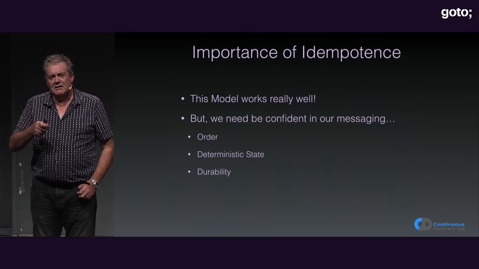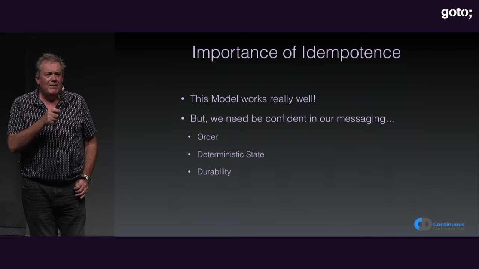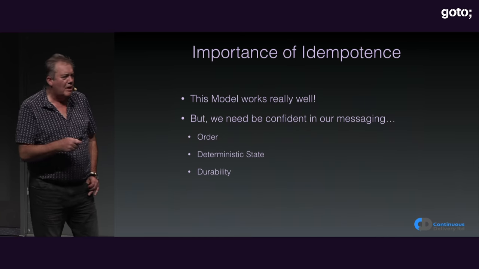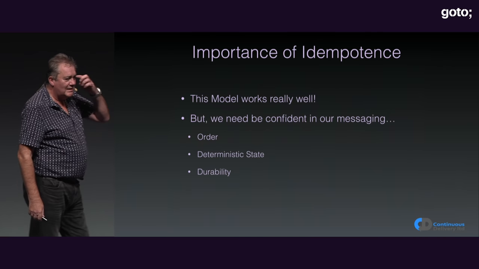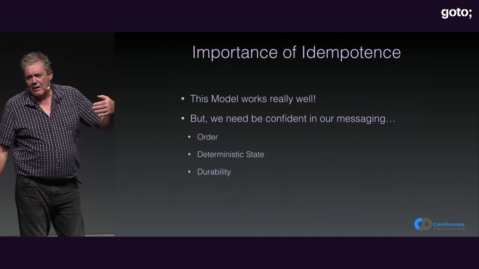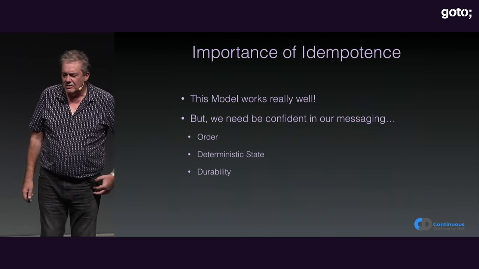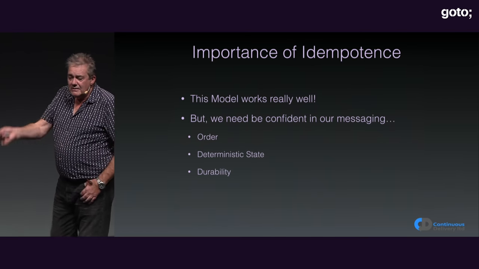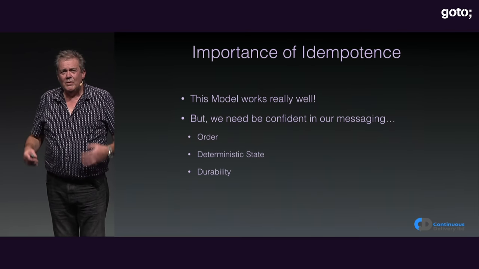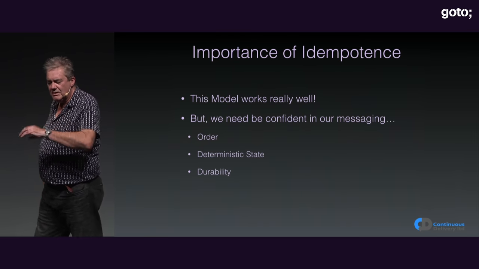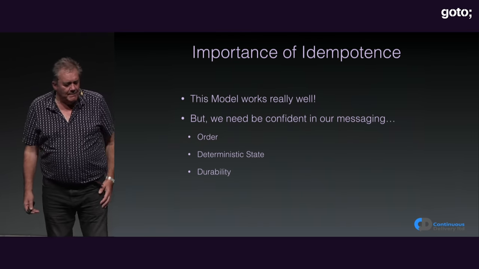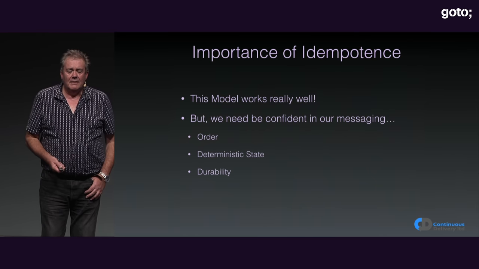That means that each of these services can only be mutated via a message. There are no back doors. There's nothing else that's coming in. There's nothing else that's going to change the state of our service. The only way that we change that state is via a message. And we need these things to be durable. We need these properties of the communication between the services to be in place and happening all of the time.